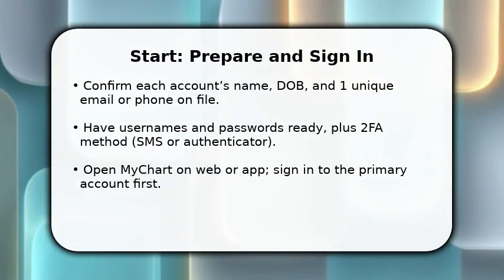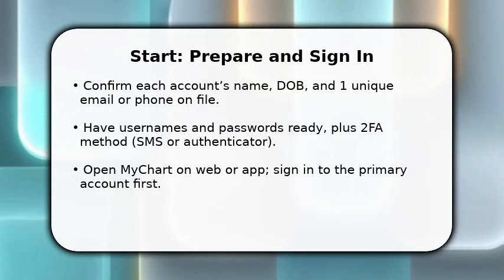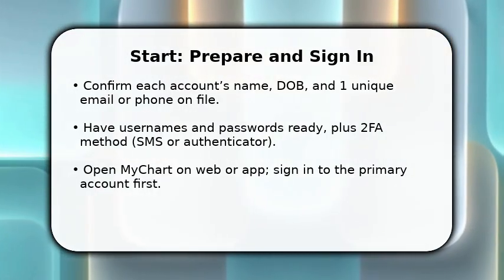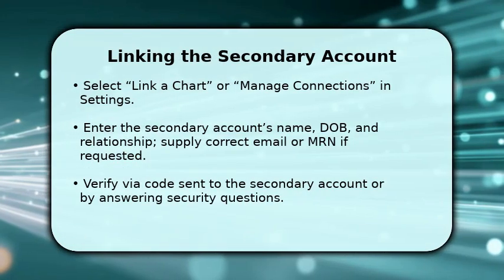You'll need the secondary account's exact name and DOB and the authentication code if enabled. Don't pause, collect credentials, and keep your phone nearby so you can respond to verification prompts without breaking the flow. You now add the secondary chart.